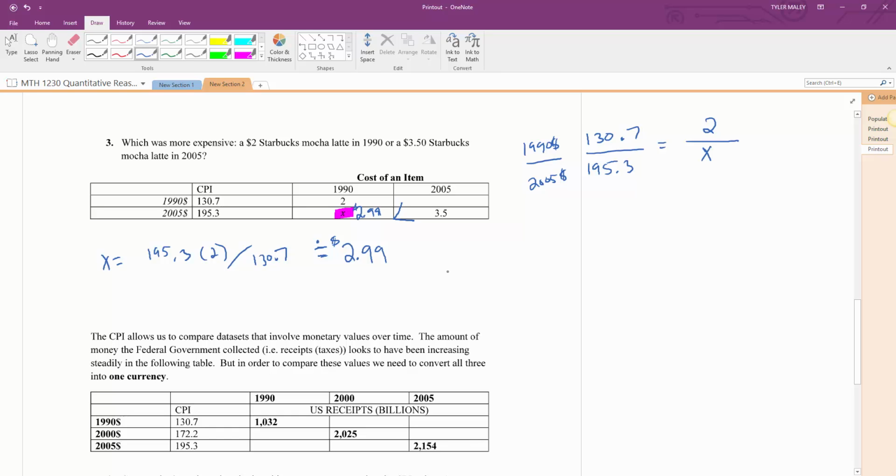So we could say that the $2 latte in 1990 is cheaper, or we could say the opposite: the $3.50 latte in 2005 is more expensive. Either way.